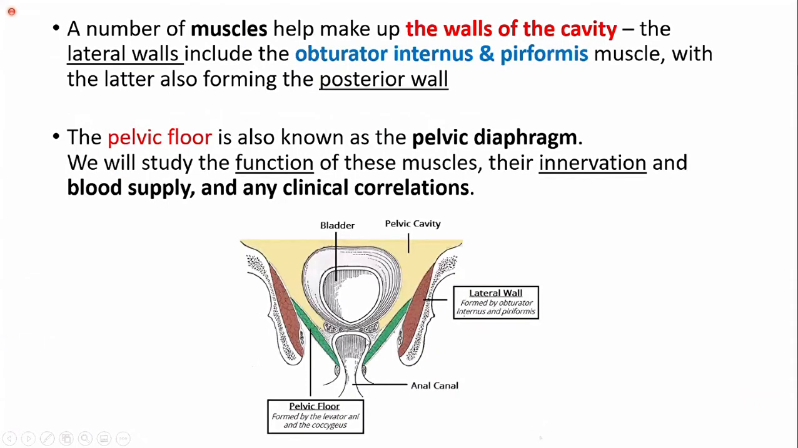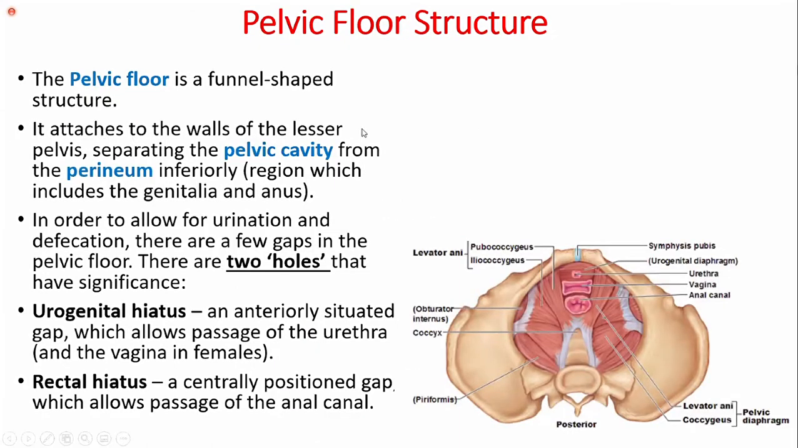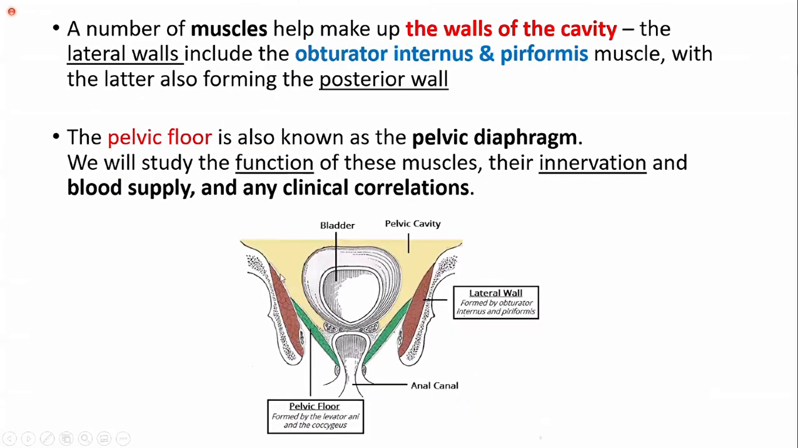So it's coming like a funnel shape and suspending these organs. And they attach to the lesser pelvis, and they're separating the pelvic cavity from the perineum. So this area here above, we call the pelvic cavity, and the area here below, this we call the perineum. Okay, this is something you're going to understand in more detail.